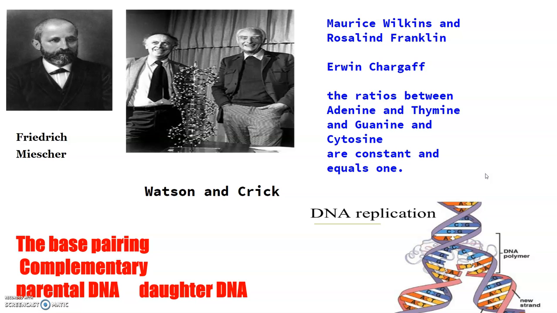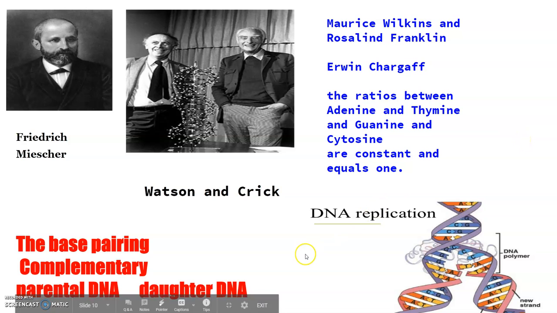Now one very important point to note is that the proposition was base pairing between the two strands of the polynucleotide chain. But this proposition was also based on the observations of Erwin Chargaff. Erwin Chargaff said that in double stranded DNA, the ratios between adenine and thymine, and cytosine and guanine, are constant and equal 1. So that is Chargaff's rule: the ratios between adenine and thymine and guanine and cytosine are constant and equal 1.